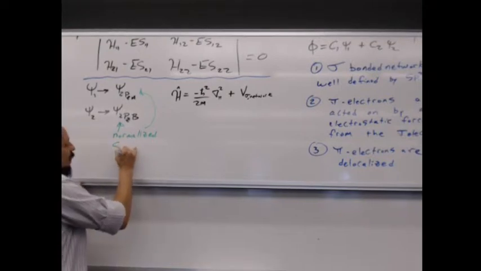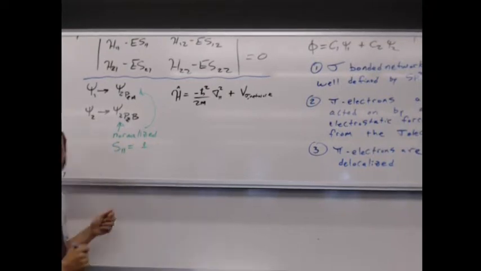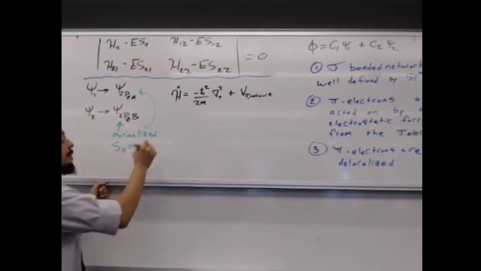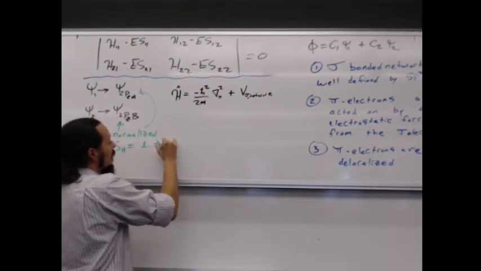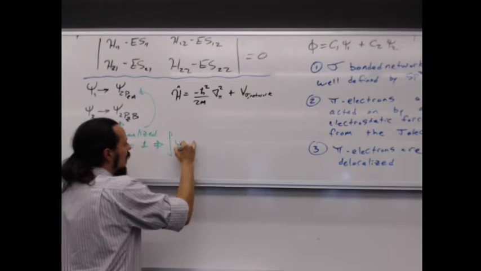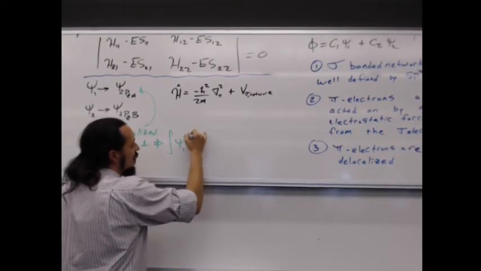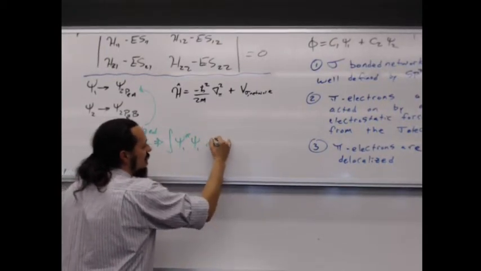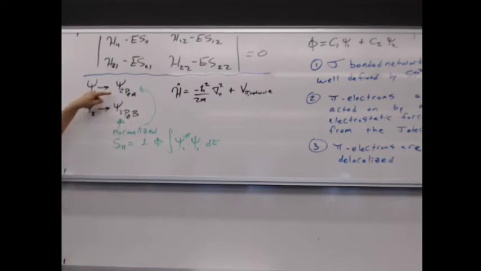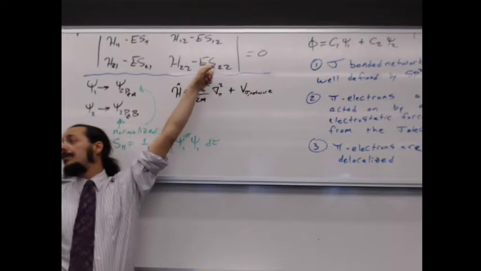So S11 is equal to 1, right? And if I defined that, that would be the integral of psi1 star psi1 d tau, where psi1 is just this 2pzA. It's normalized. So I can simplify my secular determinant. The S11s are going to be 1. Same thing's going to be true for the S22 too.